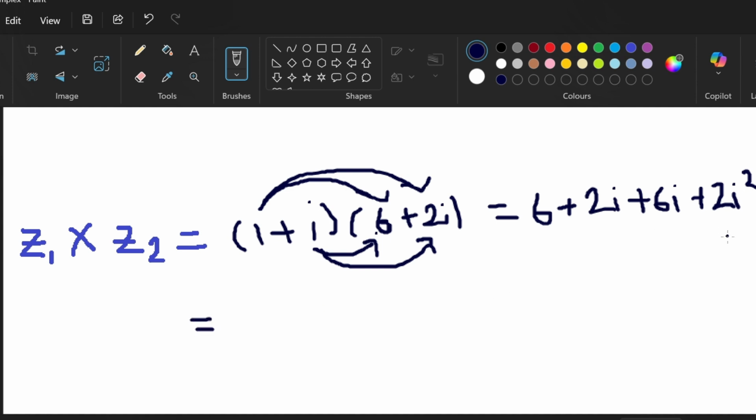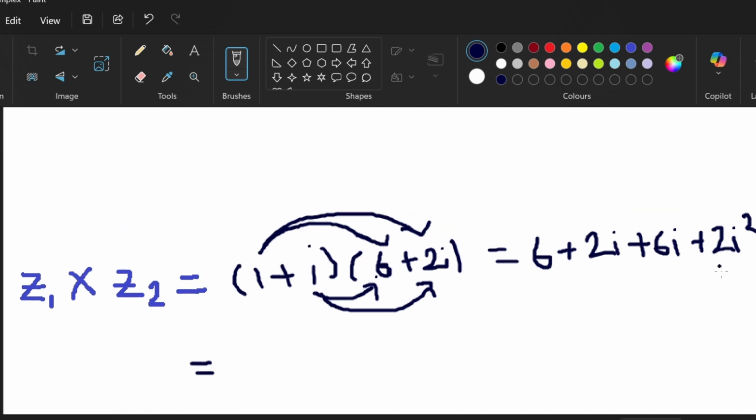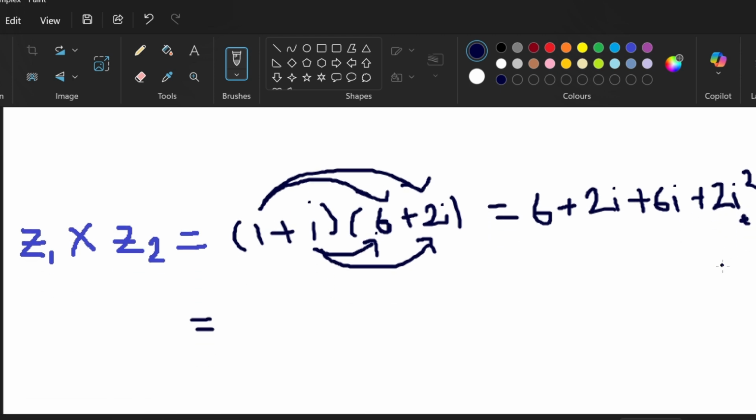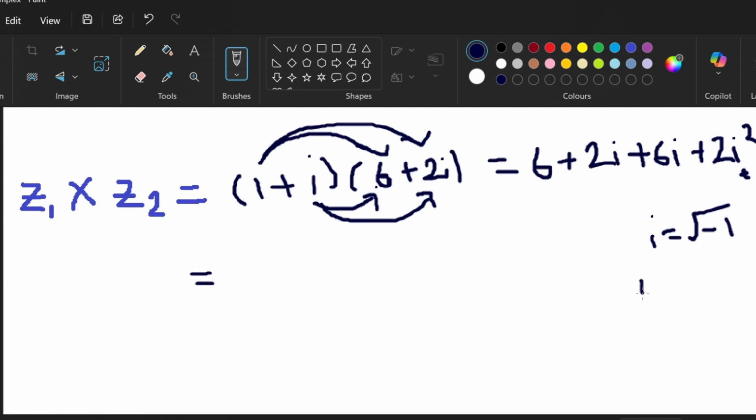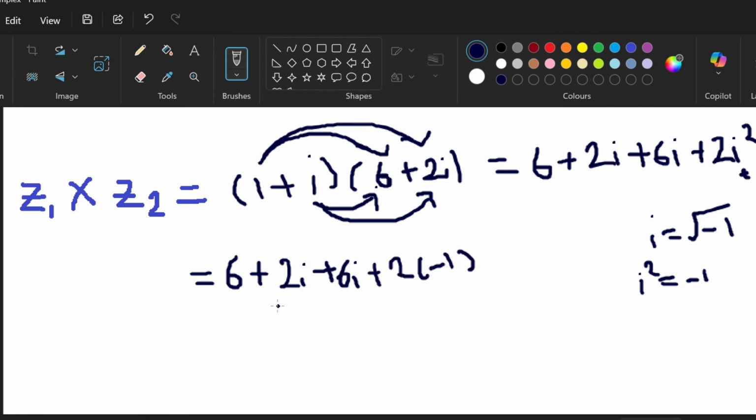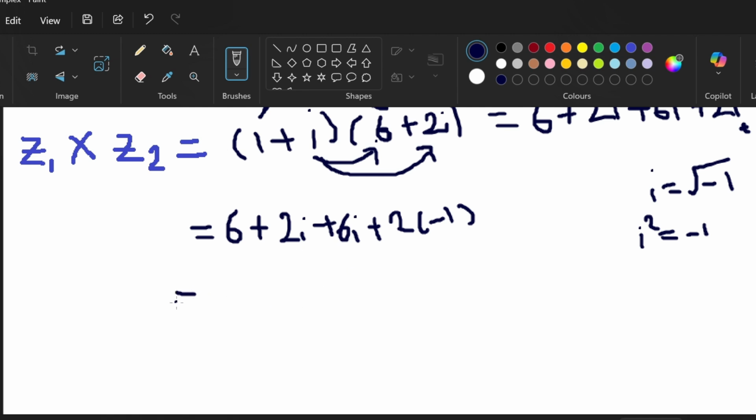Now, the thing you have to look out for here, before we simplify this, is this i squared term right here, because we know that i is equal to the square root of minus 1. So i squared is going to be minus 1. And I can sub that into my equation here. So it's like I have 6 plus 2i plus 6i plus 2 times minus 1. And now if I group the real parts and the imaginary parts, I'm going to get 6 minus 2 is 4, plus 2i plus 6i is 8i.